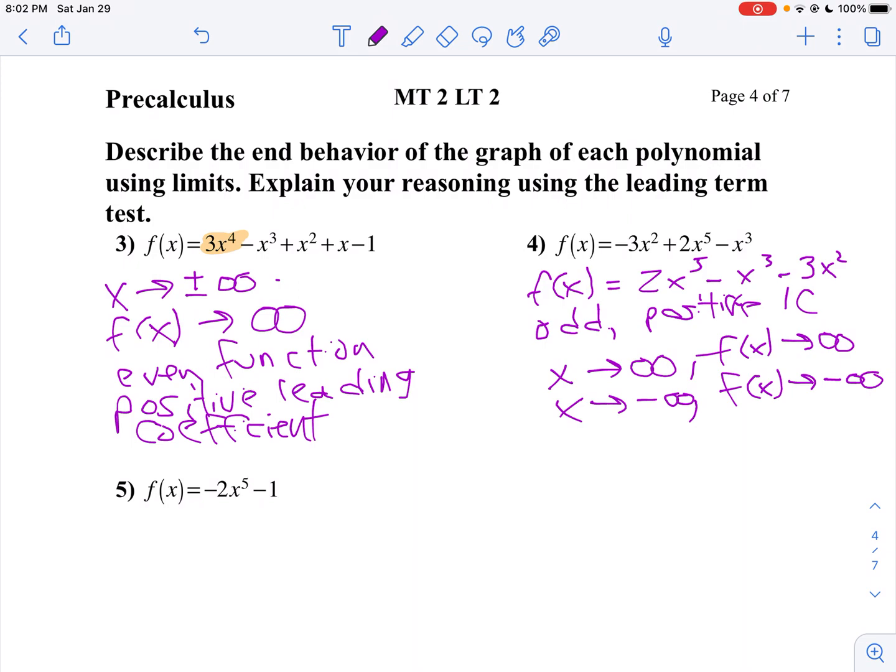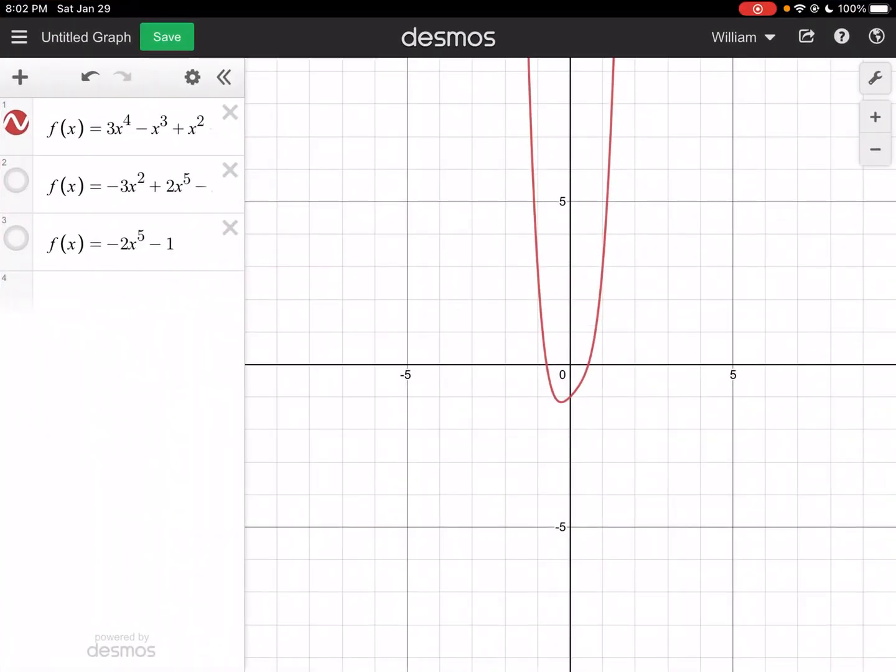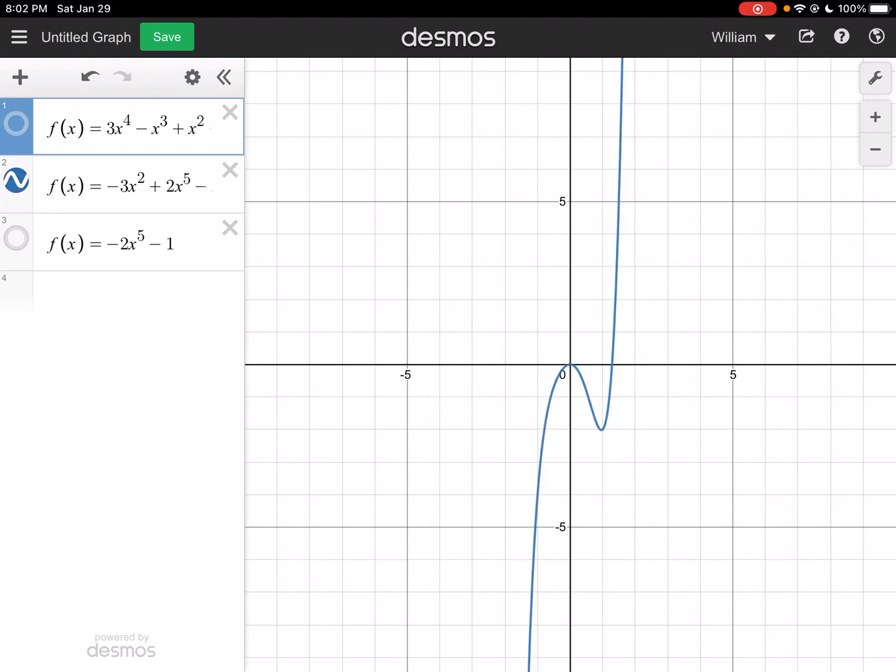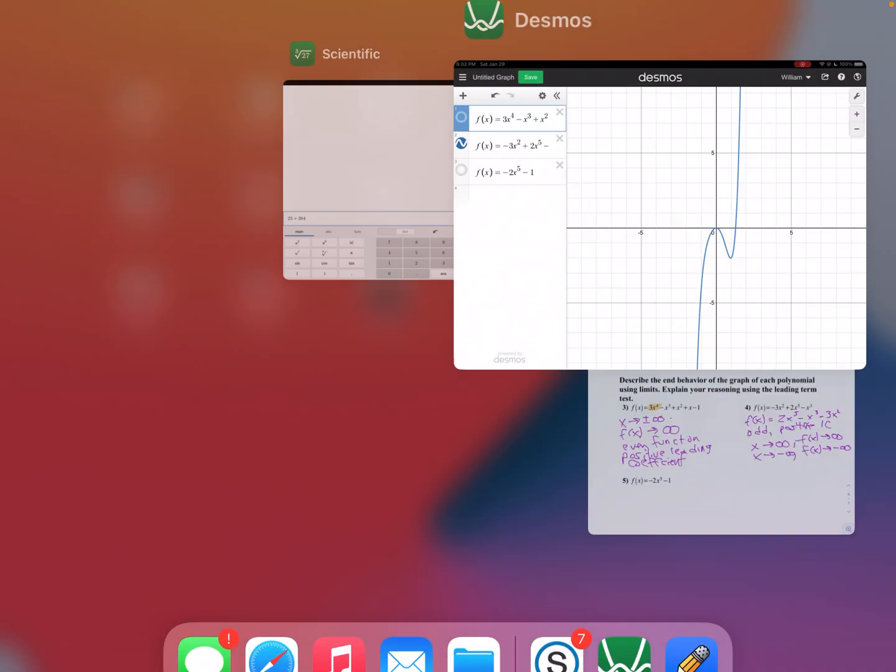Now let's take a look at this graph. And there is my graph, and notice I've got some terms in here, but as x approaches positive infinity, my function is approaching positive infinity. As x approaches negative infinity, my function is approaching negative infinity.